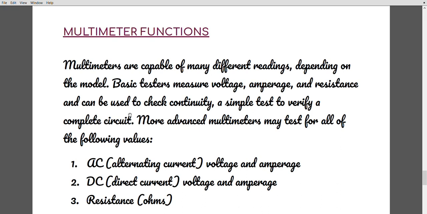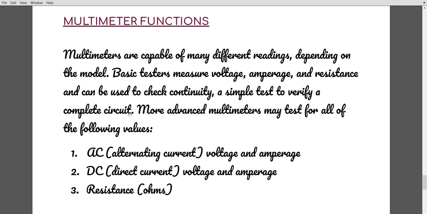Then we can see the multimeter functions. Multimeters are capable of many different readings. We can get many different readings depending on the model. Basic testers measure voltage, amperage, and resistance and can be used to check continuity, a simple test to verify a complete circuit. More advanced multimeters may test for all of the following values. We can see here the following values that can be checked in the advanced multimeters.